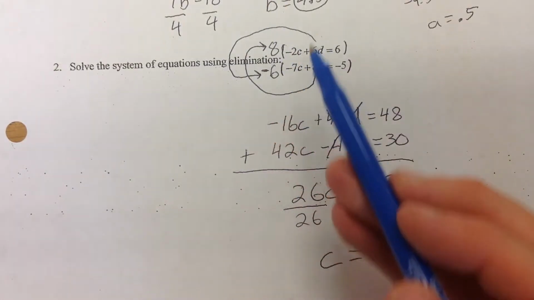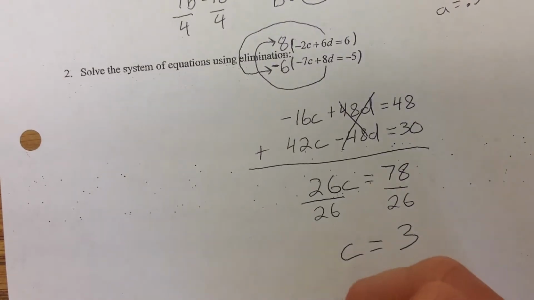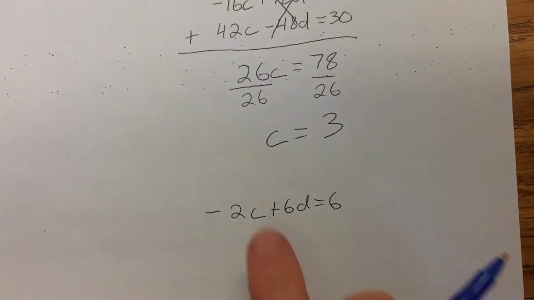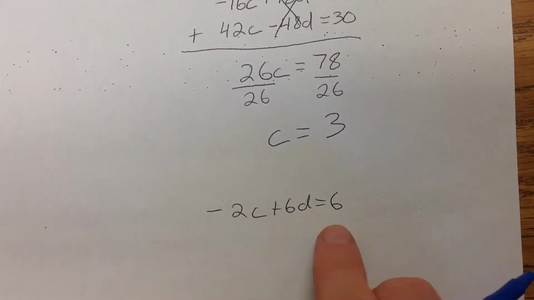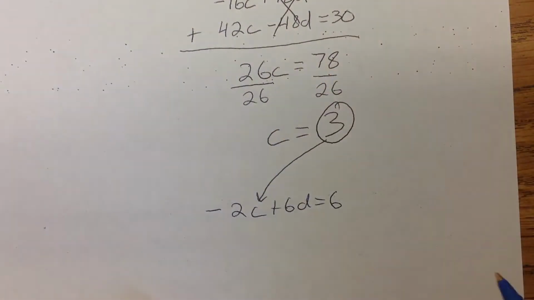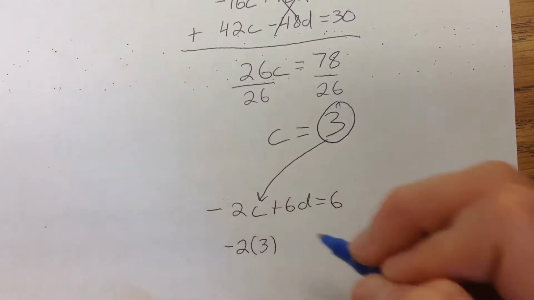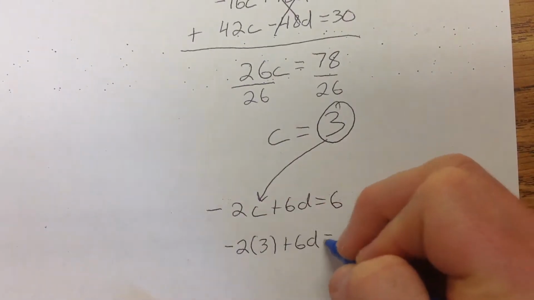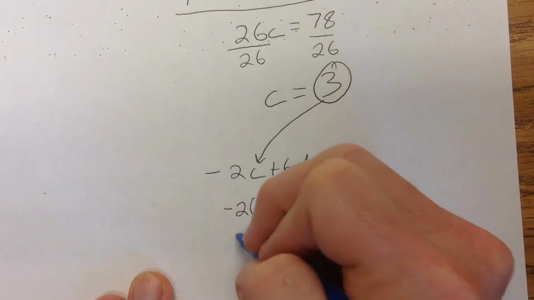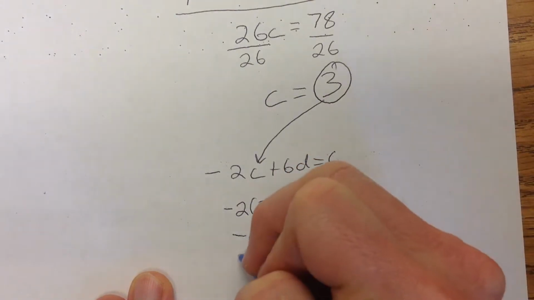I pick one of these two. Doesn't really matter which one you pick. So I'm just going to go with the top one. Negative 2C plus 6D equals 6. I'm going to take this and plug it in for C. So I get negative 2 times 3 plus 6D equals 6. Negative 6 plus 6D equals 6.